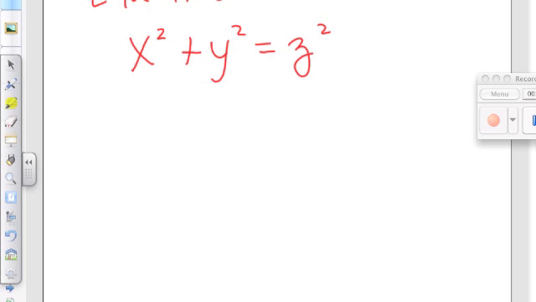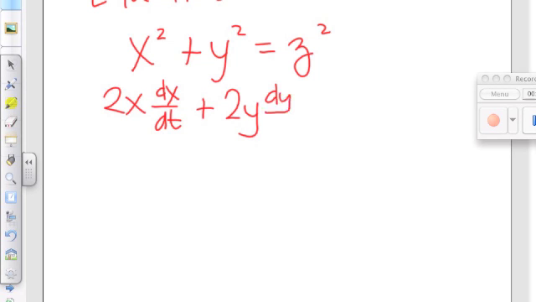Next step is to take the derivative. The derivative of x squared is 2x. Since I'm doing rates, I need to say dx/dt. The derivative of y squared is 2y, and then I also have to say dy/dt. And what's the derivative of z squared? Same thing.